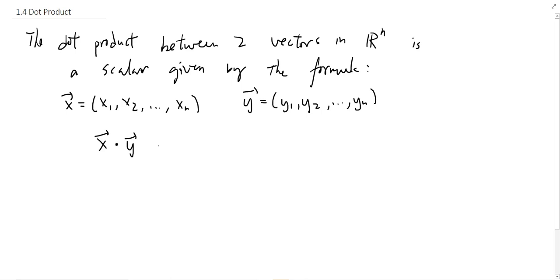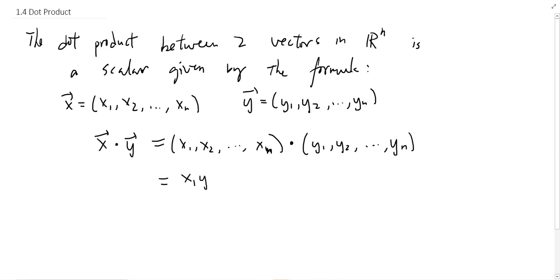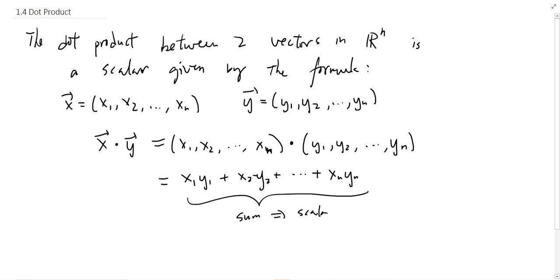So what is this formula going to state? The formula states the following. If you do x dot y, that basically means x1, x2, dot, dot, dot to xn, dot product y1, y2, dot, dot, dot to yn. And the end result is going to come out to be x1y1 plus x2y2 plus dot, dot, dot plus xnyn. Notice that this right here is a sum, therefore it generates only a scalar.